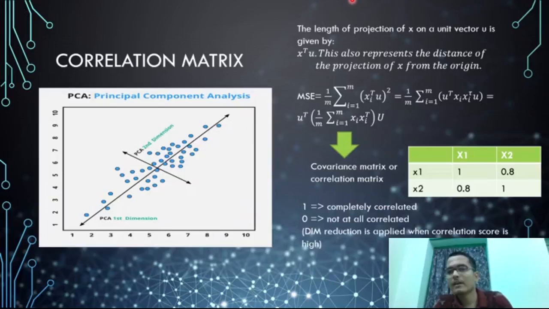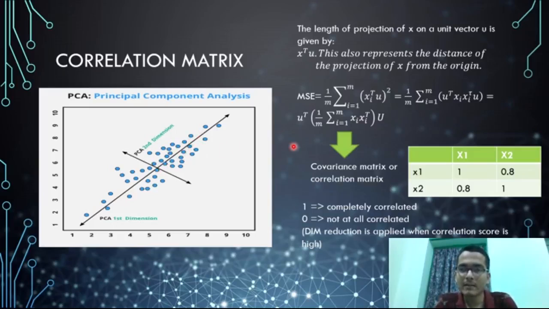I told you about the correlation matrix. See, this thing you need to understand first. The length of the projection of x on a unit vector u is given by x transpose u. This also represents the distance of the projection of x from the origin. What exactly is x? What is u? Each of the points is our x, right? And u, I told you what u is: this is our u component along this. So let u be the unit vector along u2.